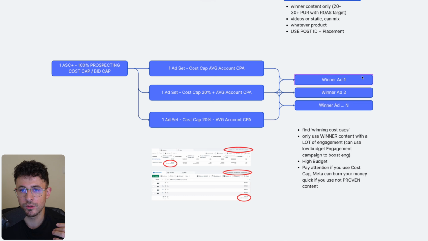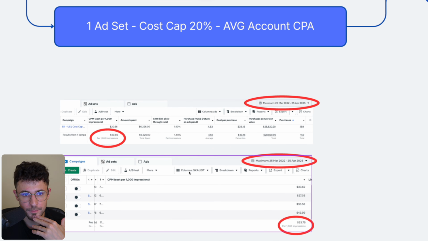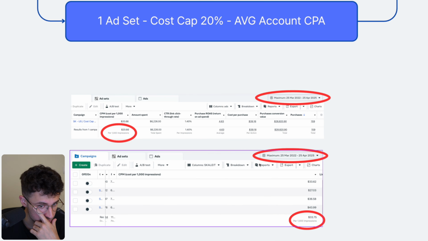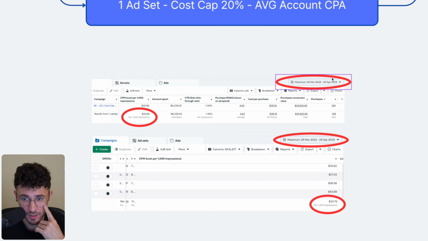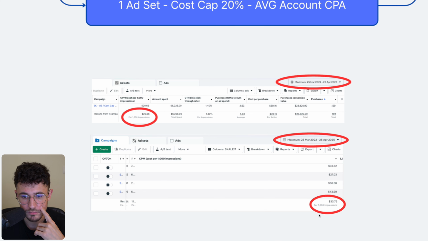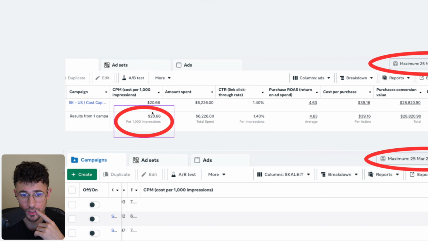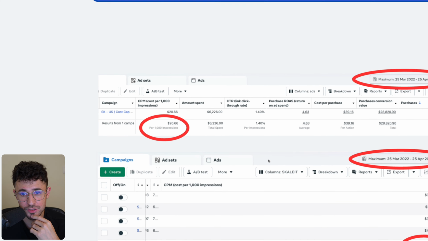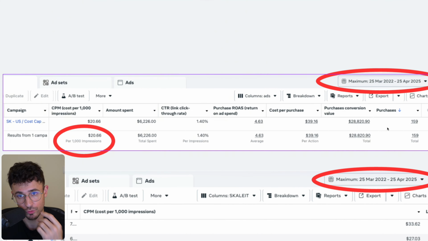And then you can duplicate all the winning content that you have in each single ad set, so they can have the same content. This is basically what is going to happen. The good thing about this type of campaign is that when you do it well, you're going to have a lower CPM. Look here, this is maximum data. The average account CPM, as you can see here, is $33. But on this cost cap campaign here, we're getting a $20 CPM. You can calculate the decrease, and as you can see, the return on investment is quite high as well, and the conversion rate also is quite high.